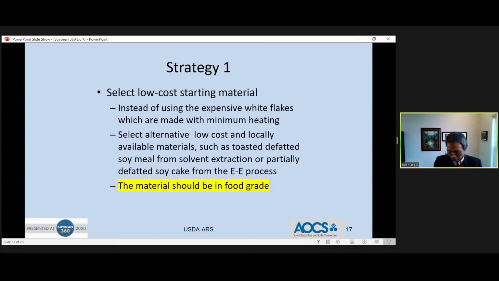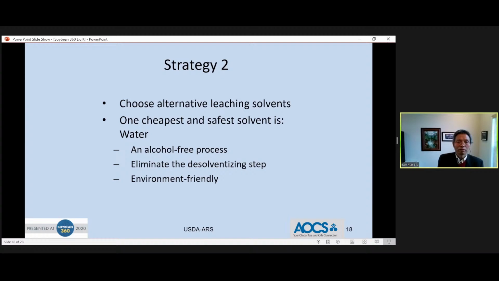Our second strategy is to choose an alternative leaching solvent. Currently, they use aqueous ethanol as the leaching solvent. In terms of the process, this has a lot of environmental issues. The equipment costs a lot, and it involves desolventizing steps to remove the ethanol. So we choose the simplest and cheapest solvent, which is water. This makes it an alcohol-free process that can eliminate the desolventizing steps and is an environmentally friendly process.